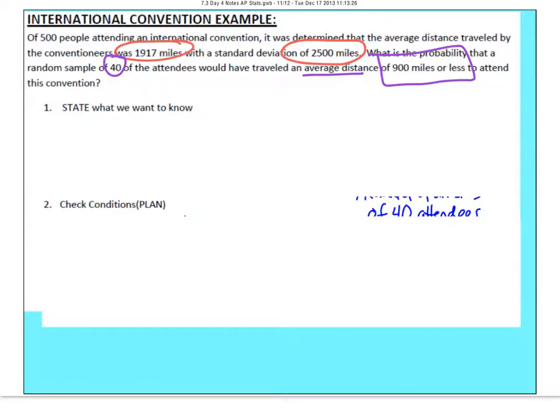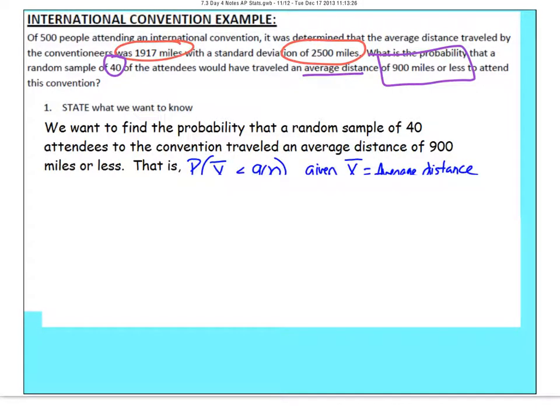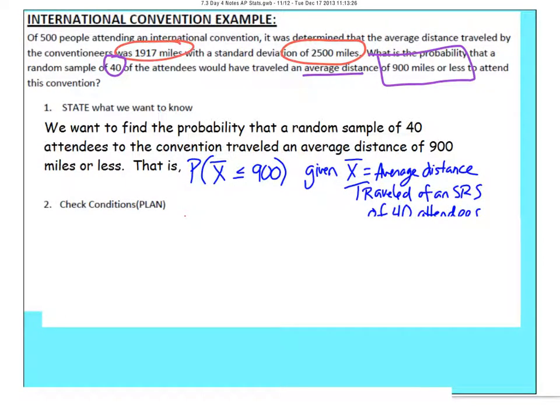So for stating this, we want to find the probability that a random sample of 40 attendees to the convention traveled an average distance of 900 miles or less. That is, I want to find this right here is my scenario. What is the probability the average of my 40 in the sample is less than 900? I want to define x bar. It's the average distance traveled of the SRS of 40 attendees. Okay, let's check the conditions.